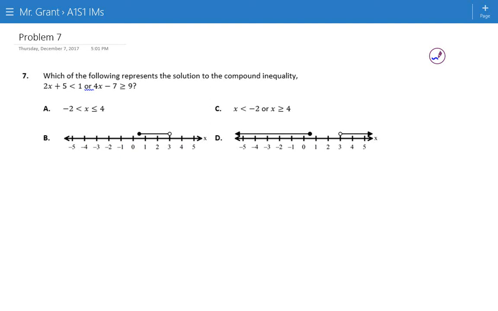Welcome back to your Algebra 1 Semester 1 review in December. Just as a reminder, the problem number over here might not match up to the problem on your review sheet, but just roll with it. If your problem matches the one here, you're in the right spot.